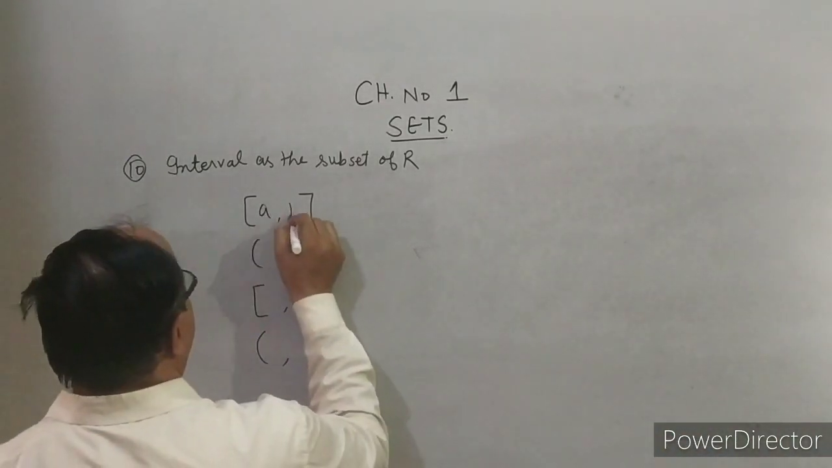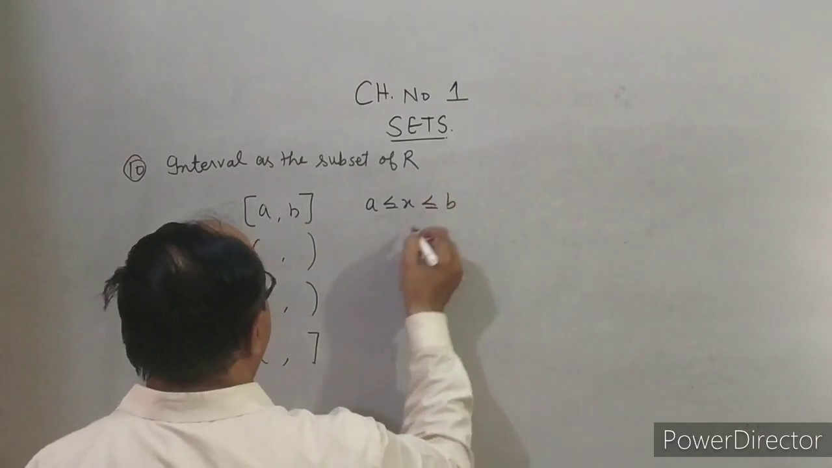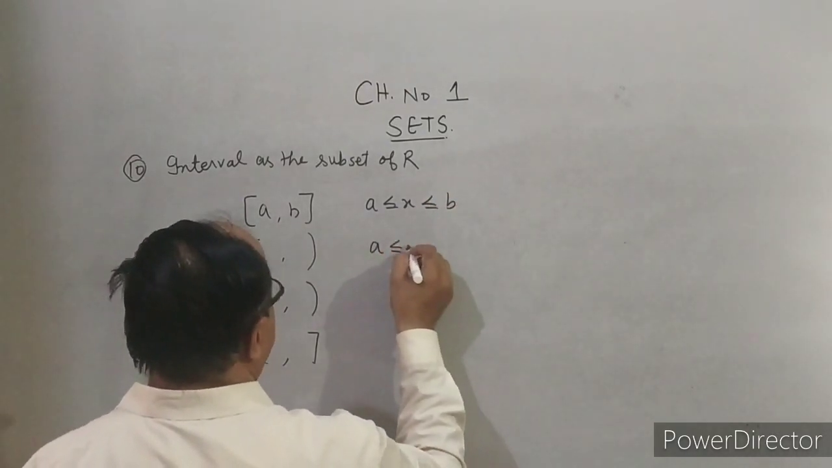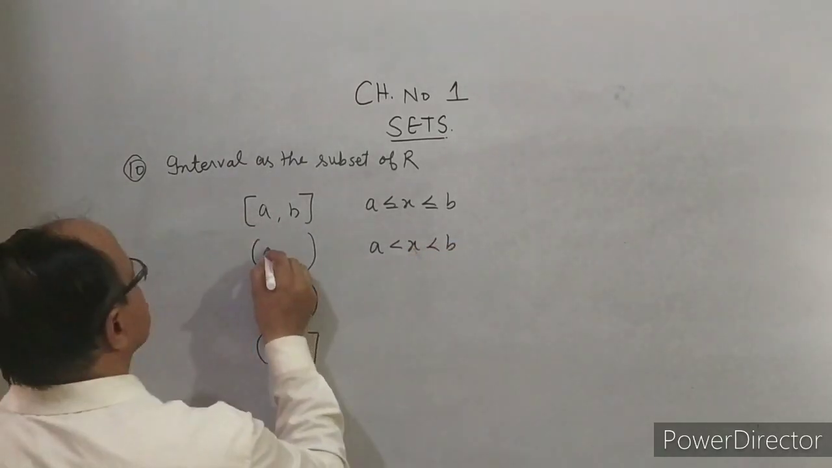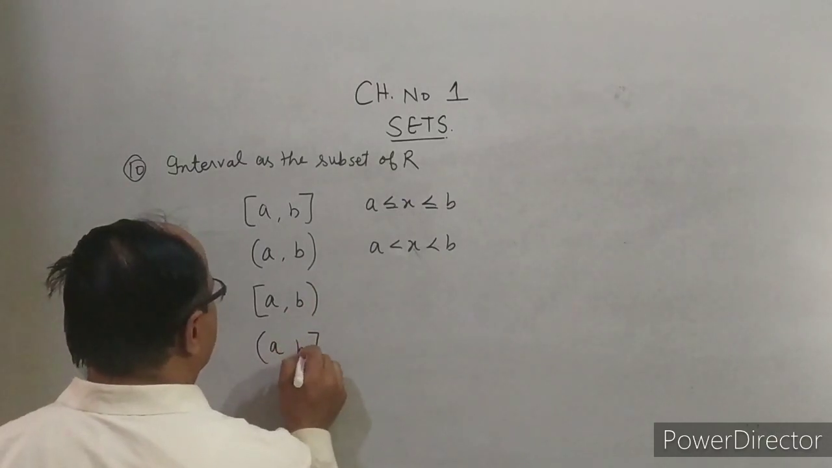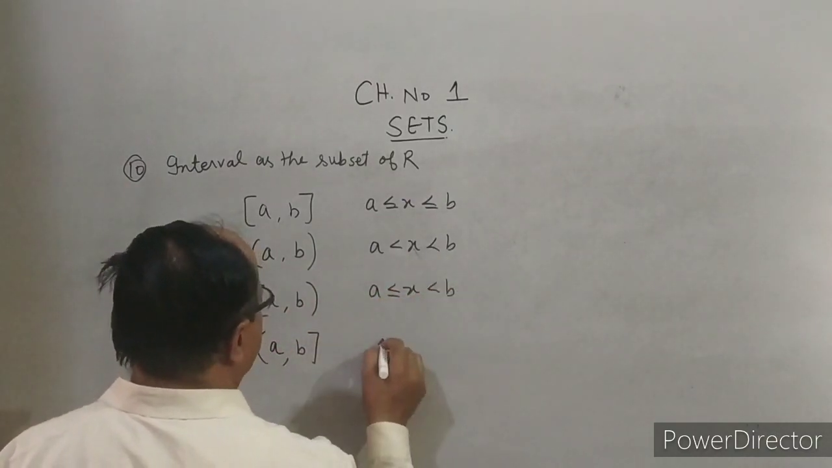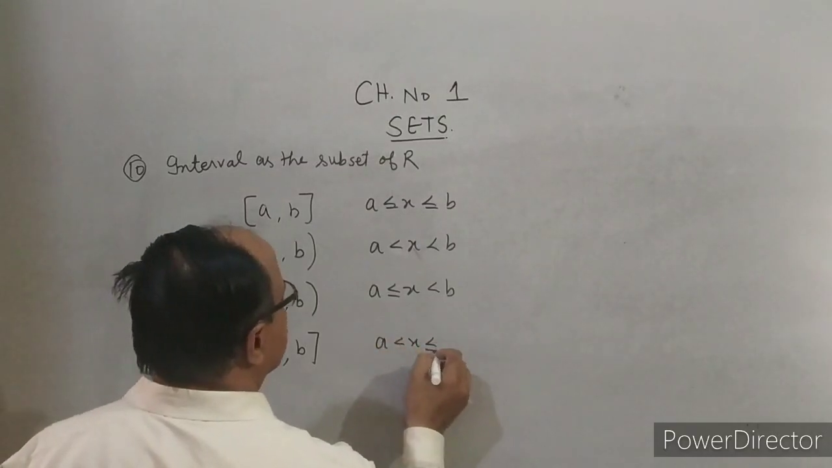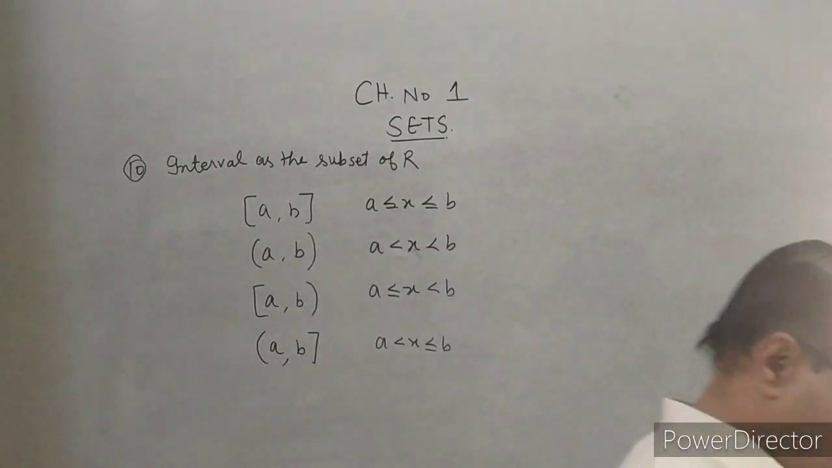Suppose here A and B: it means A less than or equal to X, less than or equal to B; A less than X, less than B; and here A, B: A less than or equal to X, less than B; A less than X, less than or equal to B. Right? Clear?